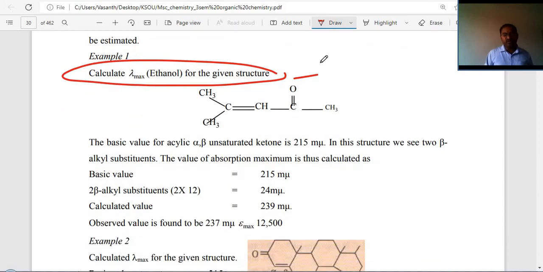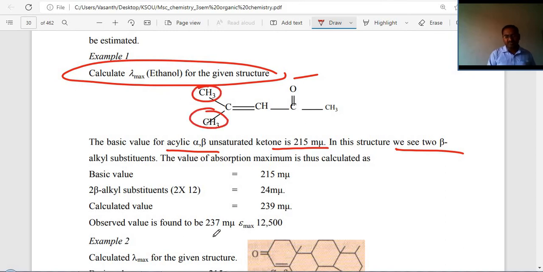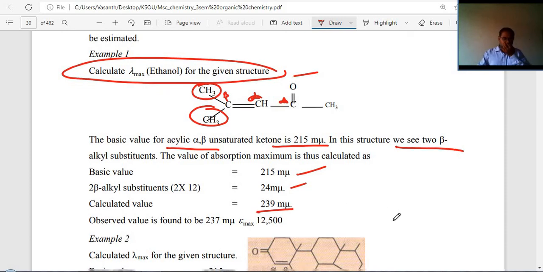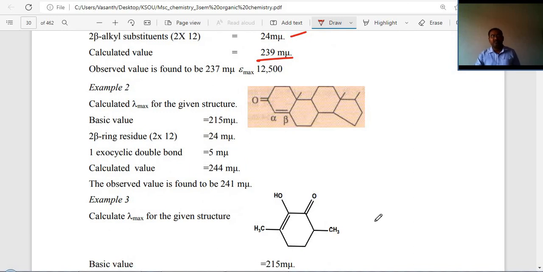This is the molecule. We are going to calculate the lambda maximum value. The basic value for an acyclic alpha beta unsaturated ketone is 215 nanometer. In this structure, we see two alkyl substituents. This is the alpha position and this is the beta position. In the beta position, two substituents are there, giving 24. The calculated value is 239. This is an alpha beta unsaturated molecule.